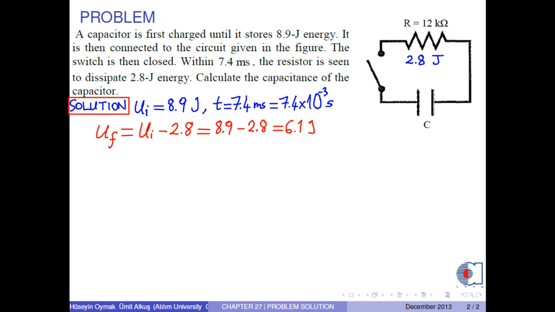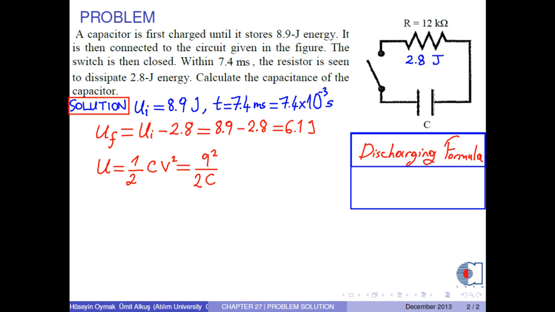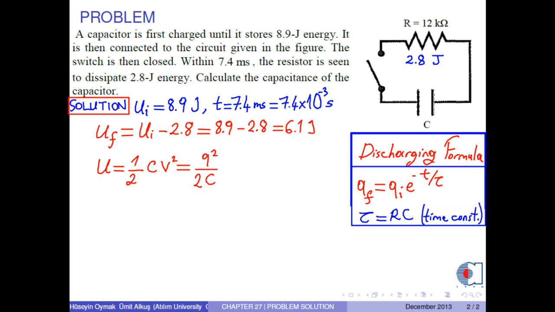Energy stored on the capacitor is calculated as 1 over 2 times C times V squared, where V is the voltage of the capacitor. Another formula is Q squared over 2 times C, where Q is the charge stored in the capacitor. For convenience, we use the formula Q squared over 2C. Remember that the discharging formula is Q final equals Q initial times e to negative t over tau, where tau is time constant, which is calculated by the formula R times C.